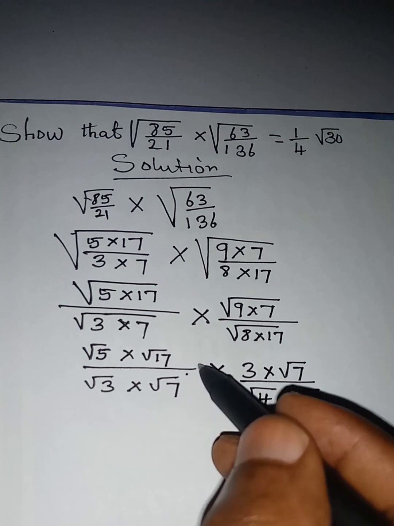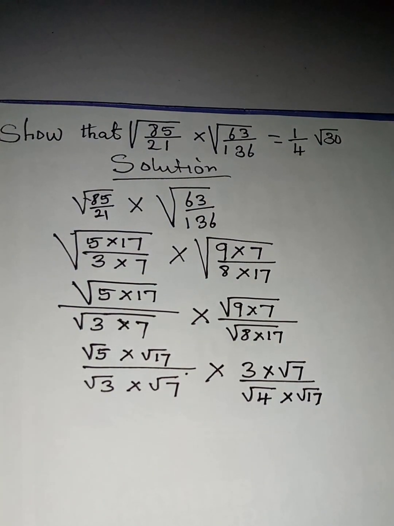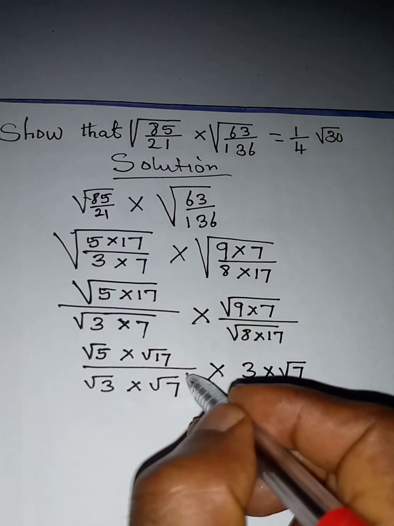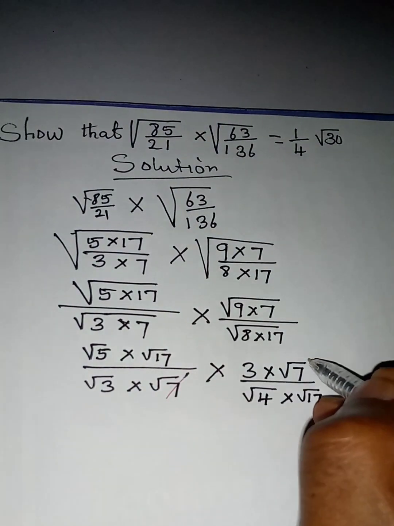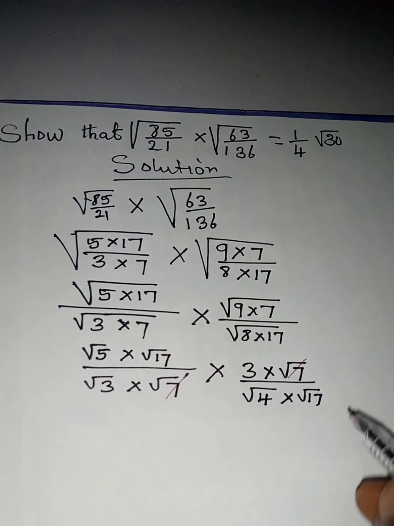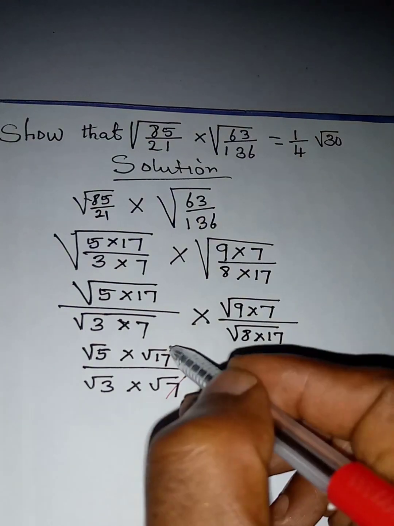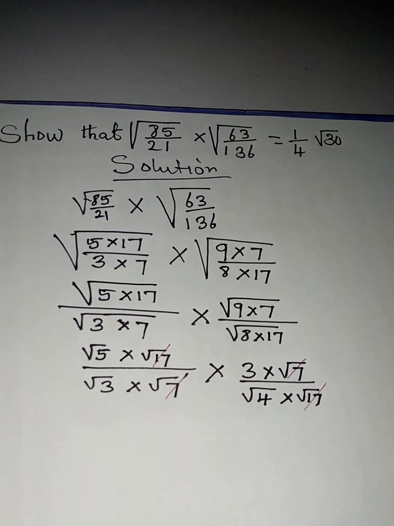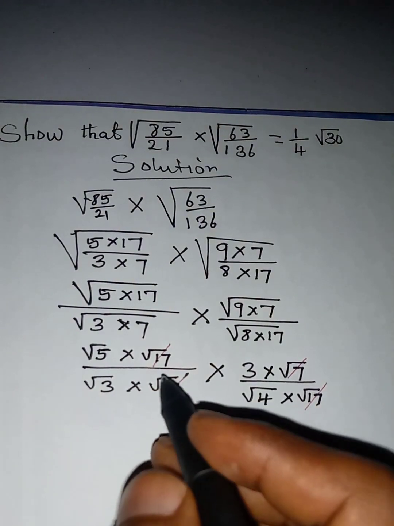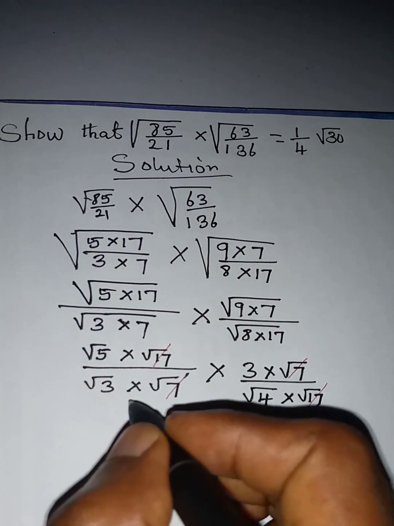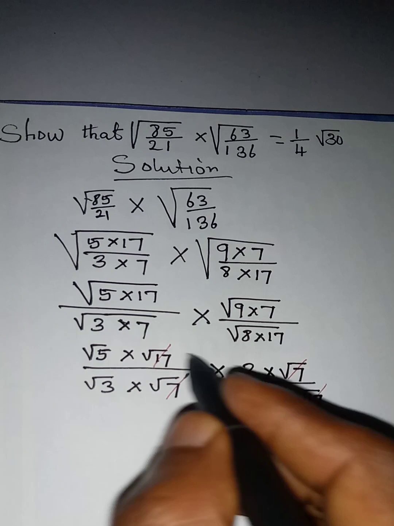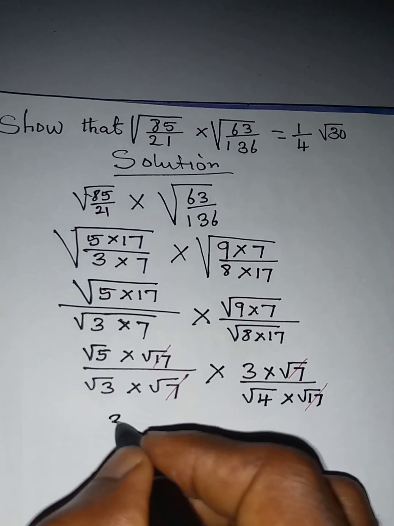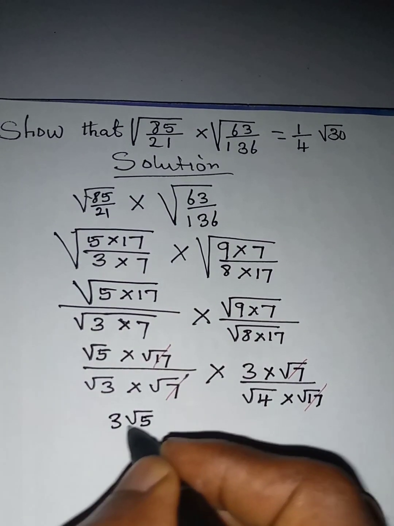So that from here we can now cancel out some things. We can say that root 7 cancels root 7, and root 17 will cancel root 17. And then what do we have now? We have 3 times root 5. That will give us 3 root 5.